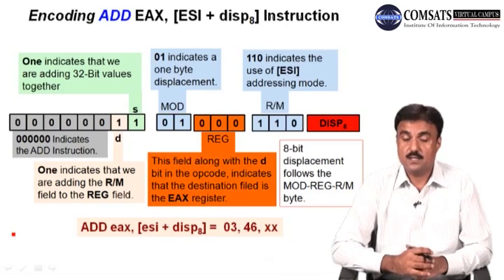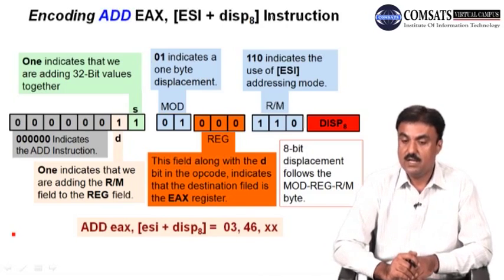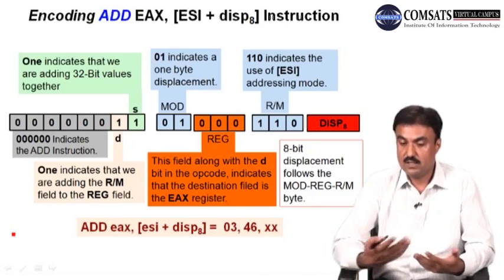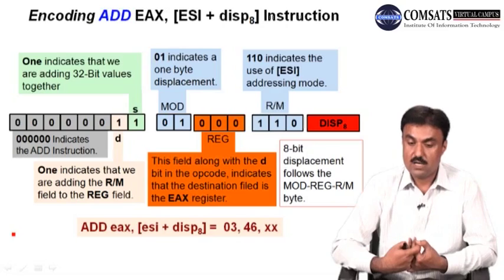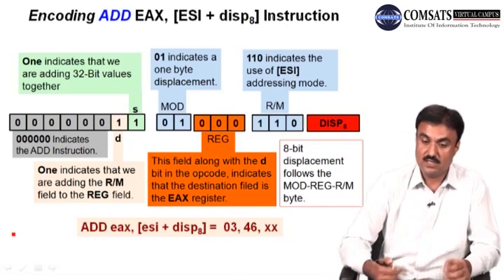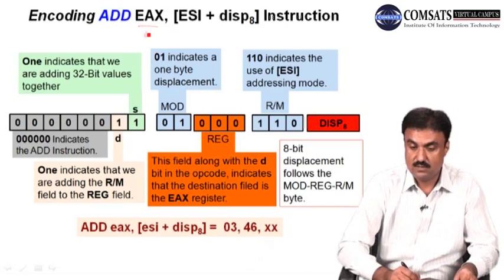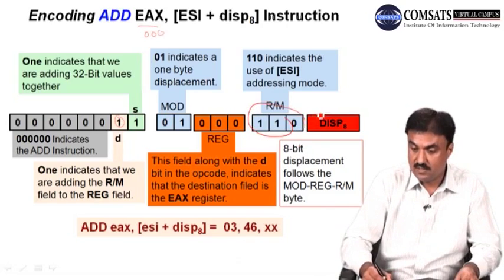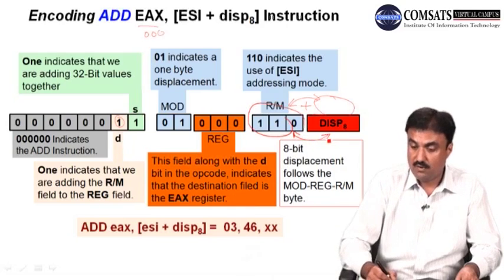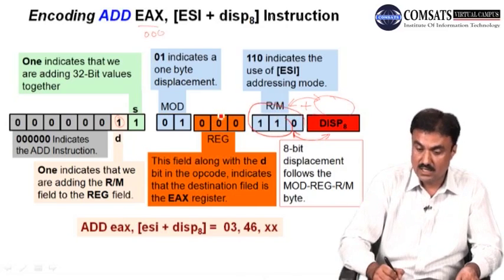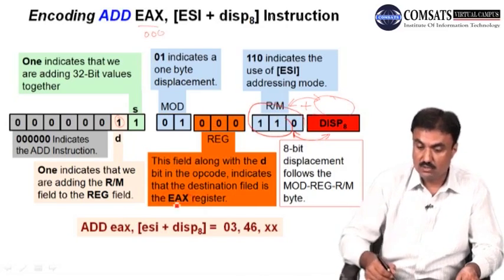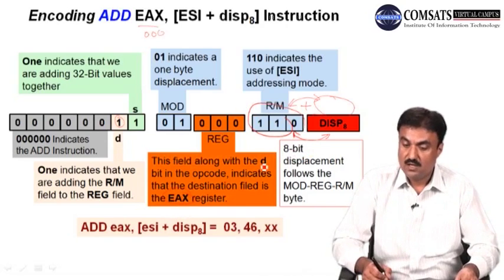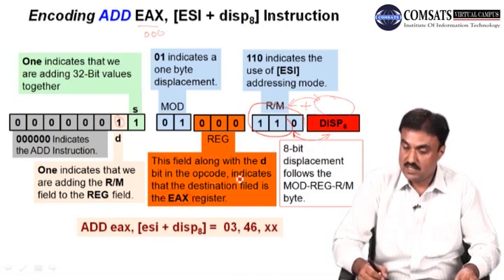Okay, so now we are going to discuss the new pattern where we are using ESI plus displacement. This will give you the memory location from where we will transfer a value to add with EAX. So we know that EAX is 0, 0, 0, and the direction bit should be 1, because from here plus here, whatever the value will be, this will give you the complete address from where we will transfer the value to the register EAX. So the EAX register is the destination register, and we know that the direction bit in the opcode indicates the destination field is EAX, and so on.